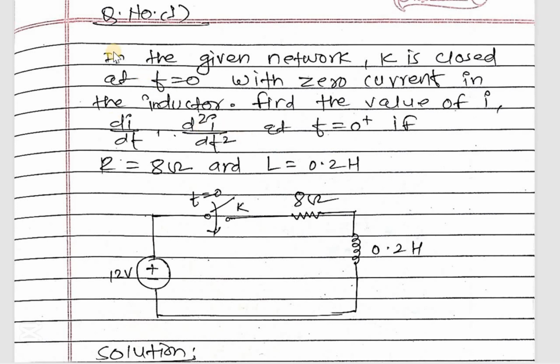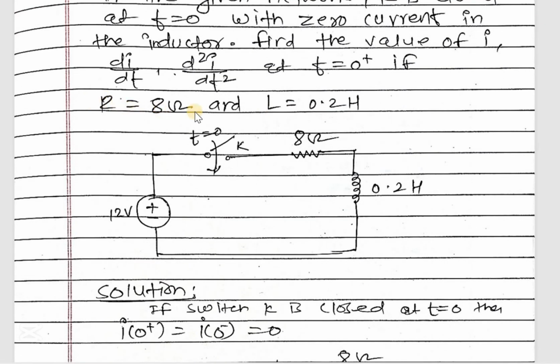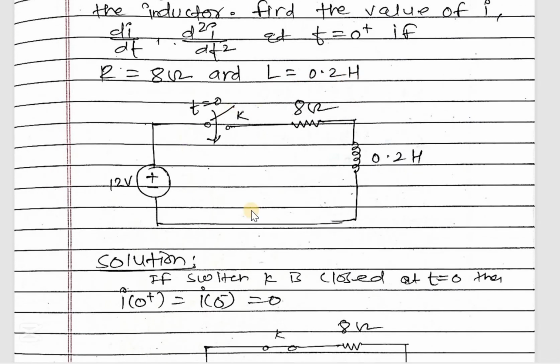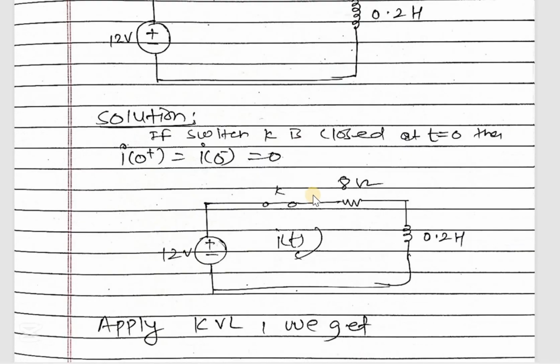Today our numerical problem is: in the given network, K is closed at t equal to 0 with 0 current in the inductor. Find the value of i, di by dt, and d square i upon dt square at t equal to 0 plus, if R equal to 8 ohm and L equal to 0.2 Henry. And this is the circuit diagram.